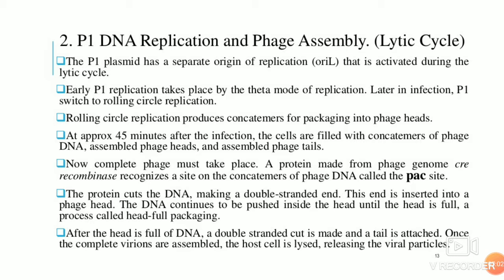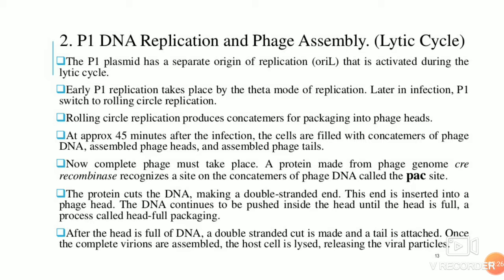So in the lytic cycle, when there is DNA inside the host, the plasmid or the prophage that is created has a separate origin of replication. In the previous slide I mentioned, if ORI-L is activated, then there is lytic cycle formation. Early P1 replication takes place by theta mode of replication.